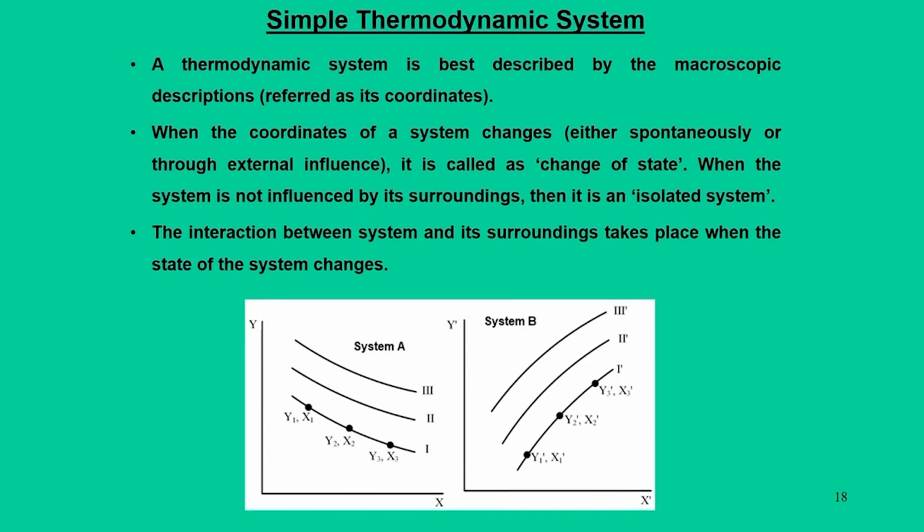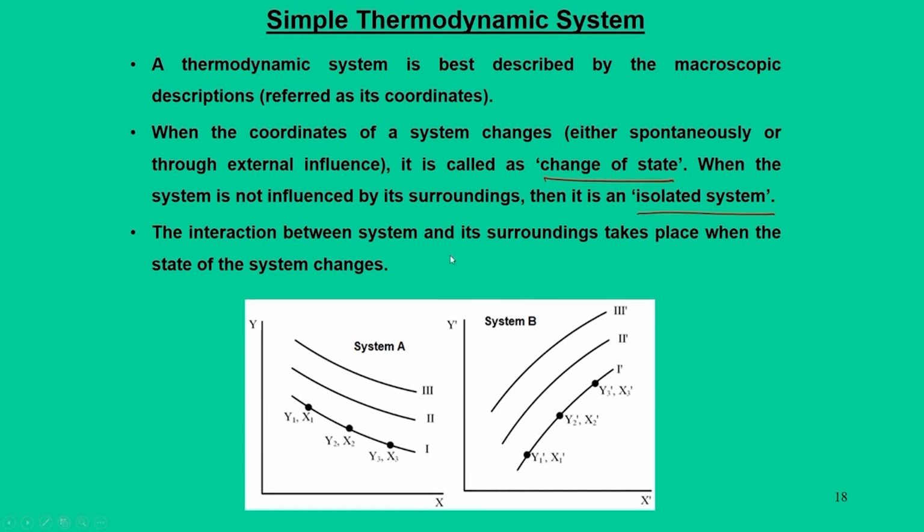Then we will move to the next segment of our lecture, that is simple thermodynamic system. From our previous understanding, any state of the system can be represented by its coordinates, and we call these thermodynamic coordinates with respect to the macroscopic approach. When these coordinates change, we call this a change of state, and when the system is not influenced by the surroundings, we call it an isolated system.